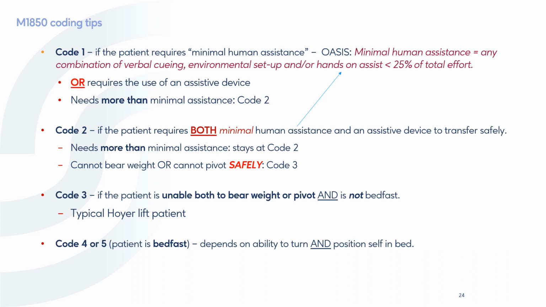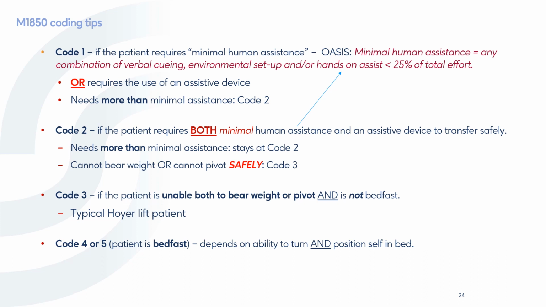And this is where people get a little squirrely. They're like, okay, I've got this ambulatory person, but what I'm saying as a clinician is when I watch them try to transfer, even with human assistance, there's nothing safe about this. That would be a code 3, which says if the patient is unable to both bear weight or pivot and is not bedfast. Because remember, in all of this, the caveat to all of these items is what can they do safely? So if you're saying that, all right, they can obviously bear weight, they're ambulatory, but when they're pivoting and they're transferring, they're just not safe.